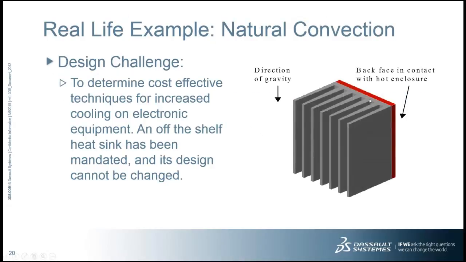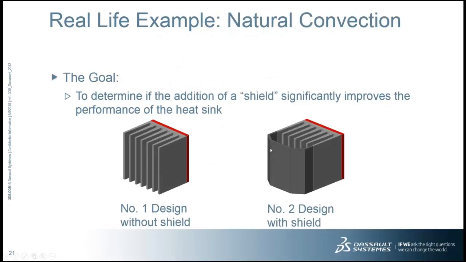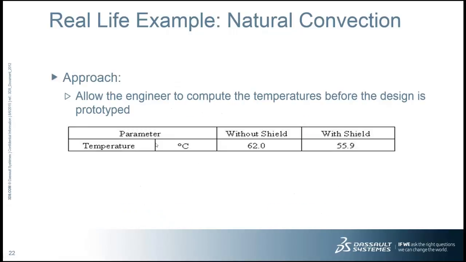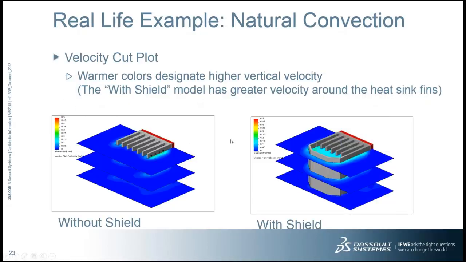Another example, here we've got a heat sink attached to a chip, but this time gravity is pointing downward, and we want to understand if we apply a heat shield to this, is that going to make a better or not as efficient heat sink? So in this case, we just apply the temperatures, set up our study, and extract our results for the chip, and we can see that without the shield, the temperature ends up being about 62 degrees, and with the shield, we get about 56 degrees. So about 6 degrees difference there by adding this shield.